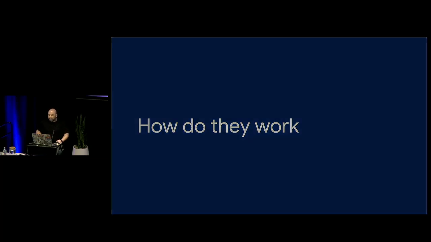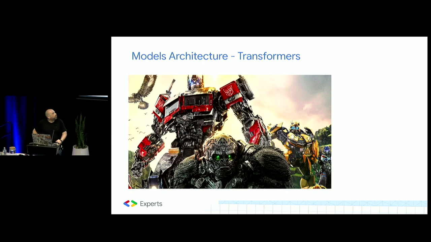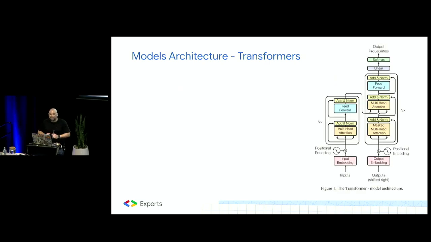Okay, great. So we understand now what they are and what some of the parameters are, but how do they work? Well, the answer is they use transformers. Wait, no, not these transformers. These transformers. It is actually an architecture that was first introduced by Google in 2017.